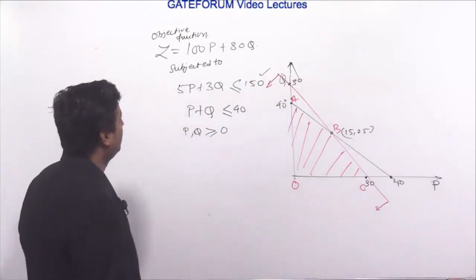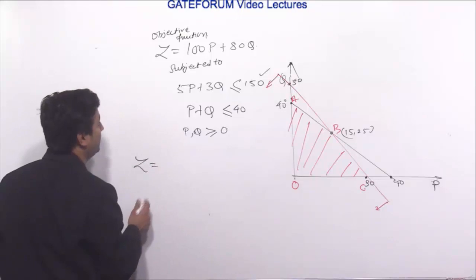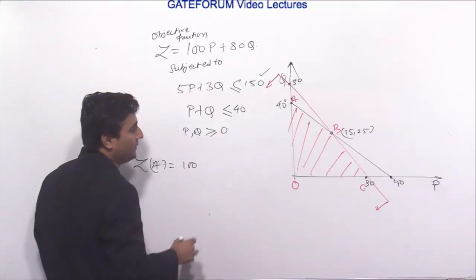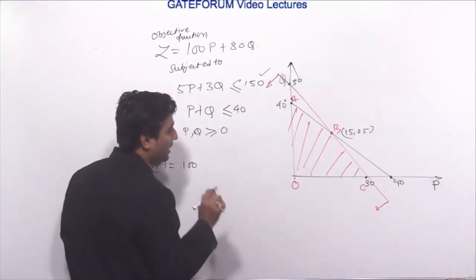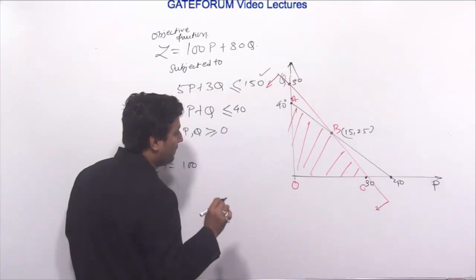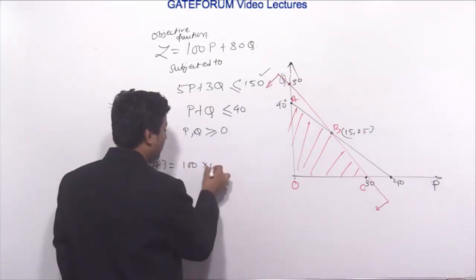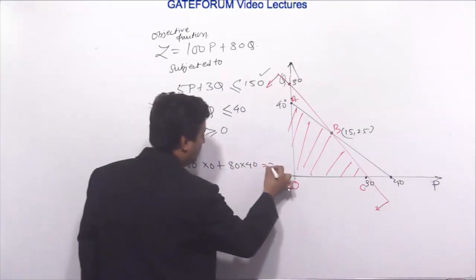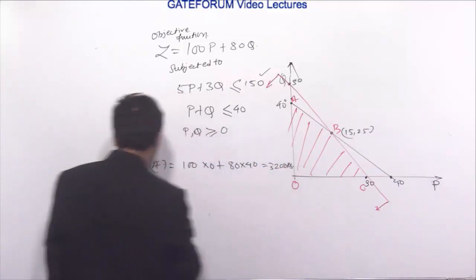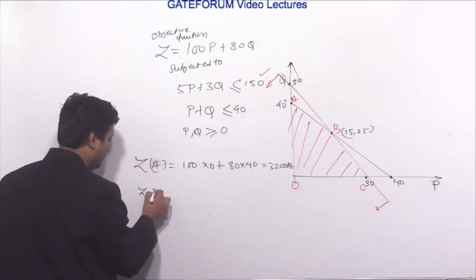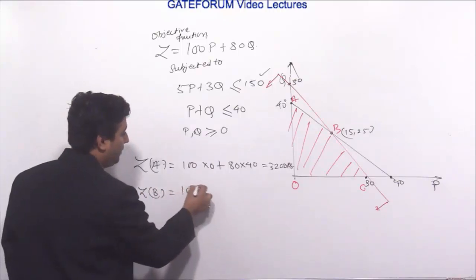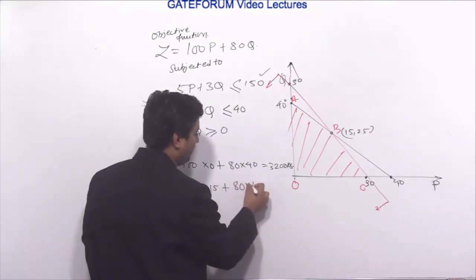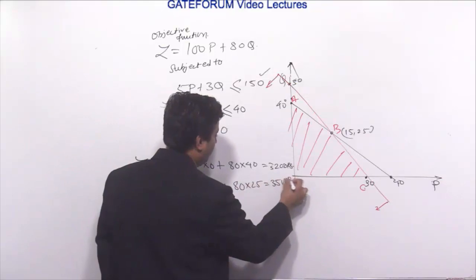Now let me go for the profit. Let me put these values in the objective function. ZA is equal to 100 multiplied by P, which at point A is 0, plus 80 multiplied by 40, so you get 3200 rupees profit. Now ZB: 100 multiplied by 15 plus 80 multiplied by 25, you get 3500 rupees of profit.